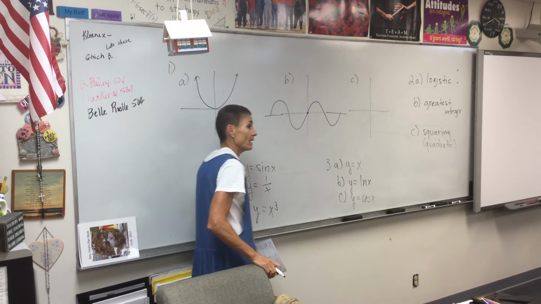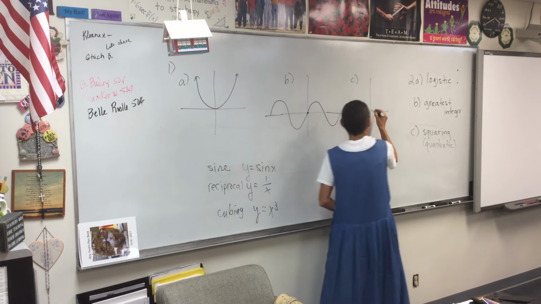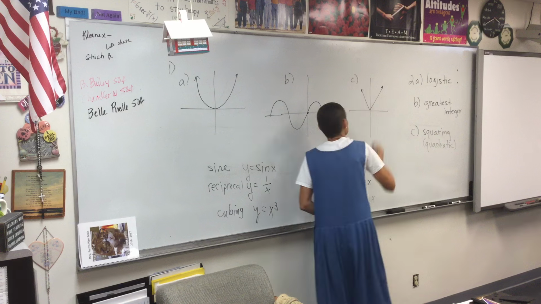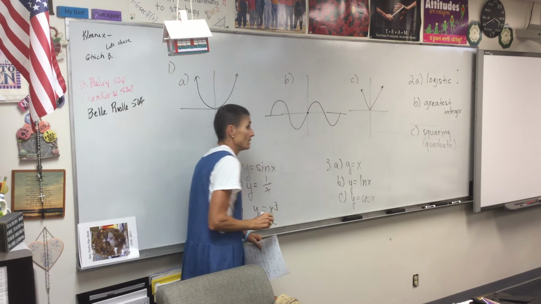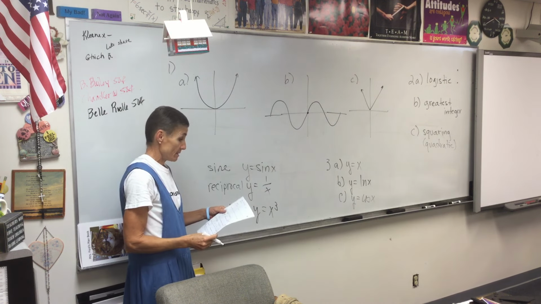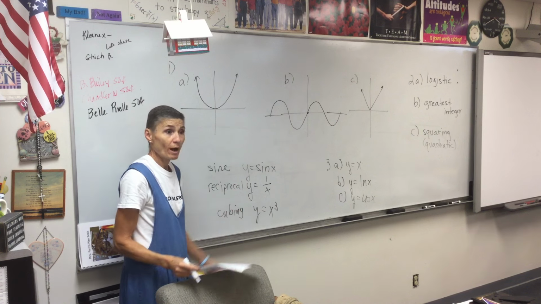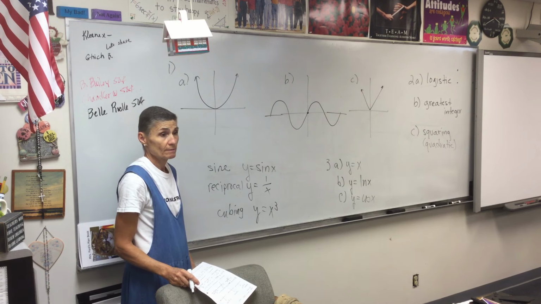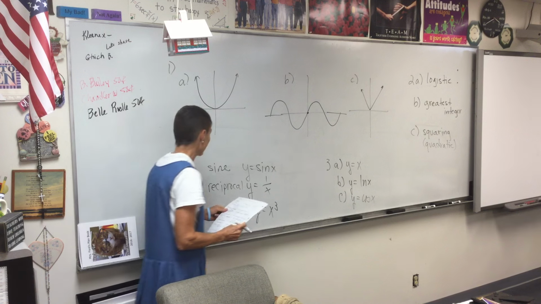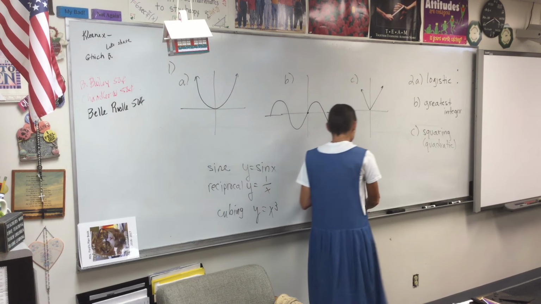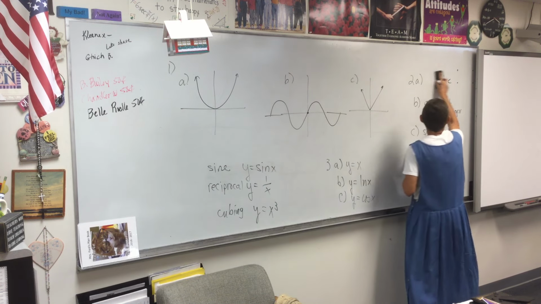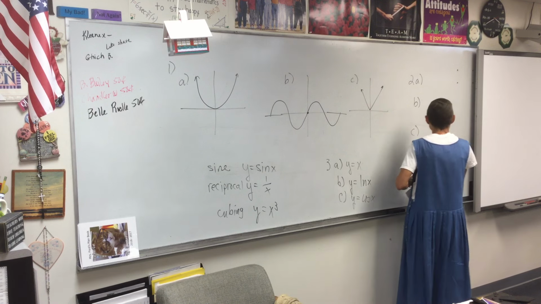What does your absolute value look like? That's your V. Now, I reserve the right to pick any 3 and have you graph them. You're supposed to know the graphs. Now, number 2 says, okay, give me the names of these functions.